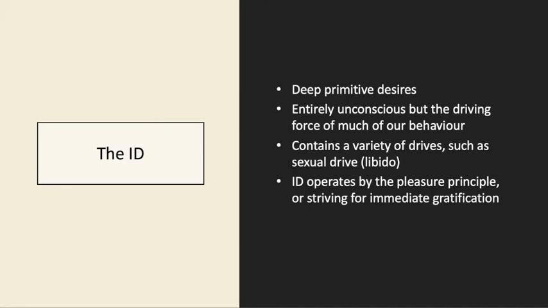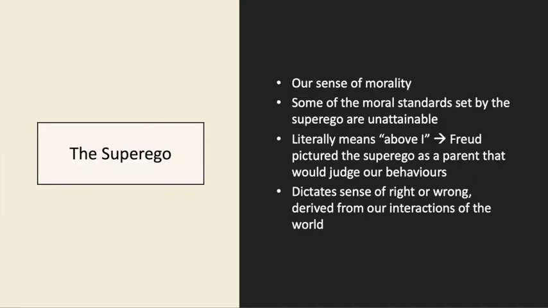Of course, we learn very quickly in our childhood that the pursuit of immediate gratification is at best not effective and at worst super socially inappropriate. So another part of personality starts to develop, and that's called the superego. The superego is the moral and ethical answer to the id. It gives us our sense of morality and what is right versus what is wrong. Superego directly translates to above I.